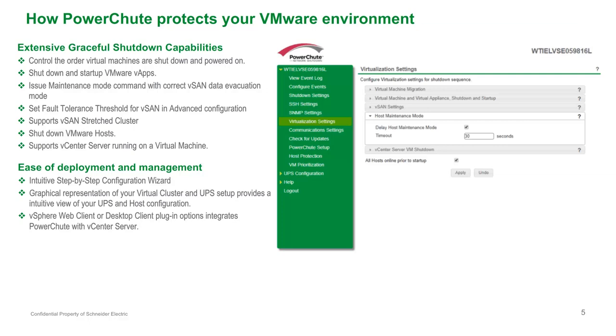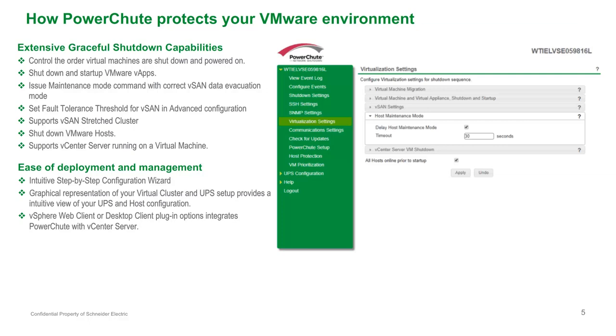In an advanced UPS configuration, PowerChute can be configured to use the fault tolerance threshold set for the cluster to keep VMs running by using the Ensure Accessibility vSAN Data Evacuation Mode flag. This occurs when only some of the hosts in the cluster are impacted by a power event. PowerChute supports vSAN stretch clusters. PowerChute will gracefully shut down VMware hosts after they are placed into maintenance mode. PowerChute can detect if vSAN or server is running on a virtual machine in the vSAN cluster and gracefully shut it down.